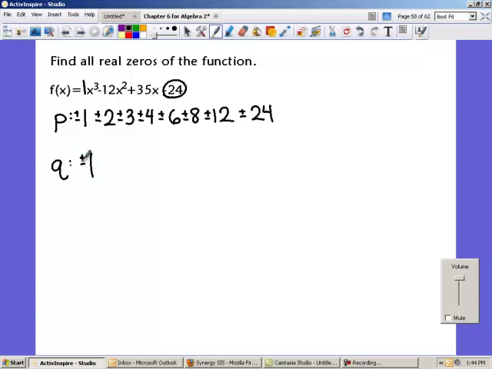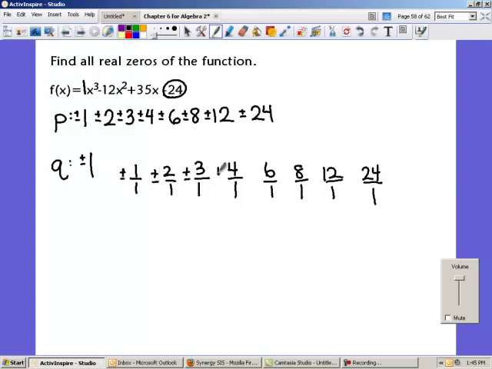Okay, so now that we have all of these, we're going to put all of the rational zeros down, meaning all of the ones that we have, which are basically all of these over 1. Another way of writing this is just saying 1, 2, 3, 4, 6, 8, 12, and 24. Because we know that any one of these numbers over 1 is just that number.